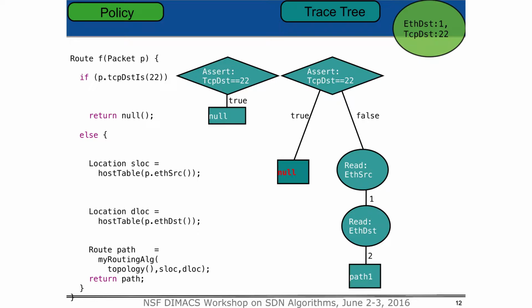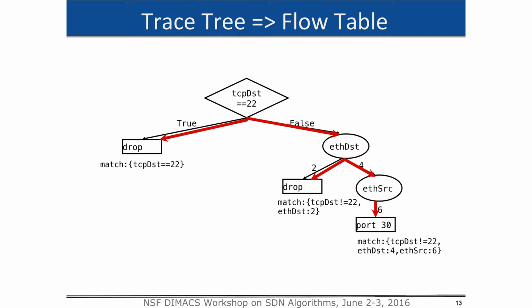So having built the trace tree, transforming the trace tree into flow table entries is actually quite simple. We just notice that each path from the root to a leaf in the trace tree can generate a corresponding matching rule. For example, if there's a packet whose TCP destination is not 22, the Ethernet destination is 4, and the Ethernet source is 6, it is simply forwarded to port 30, and we can generate this flow rule here.